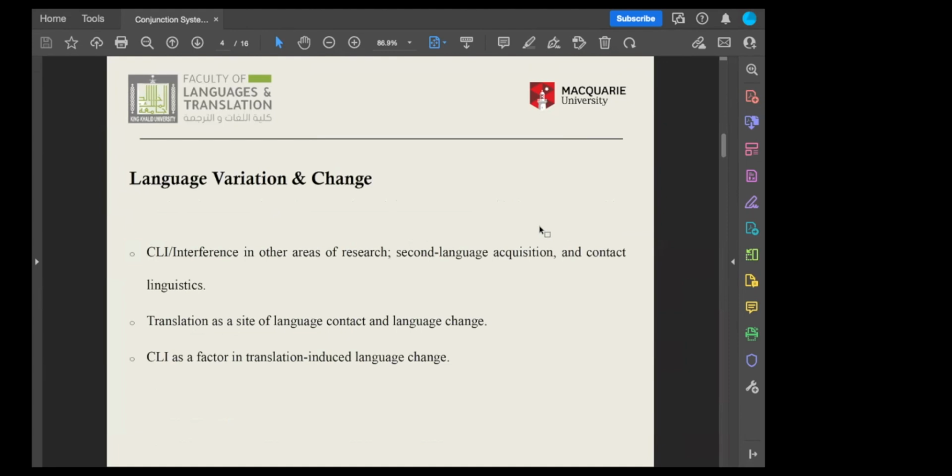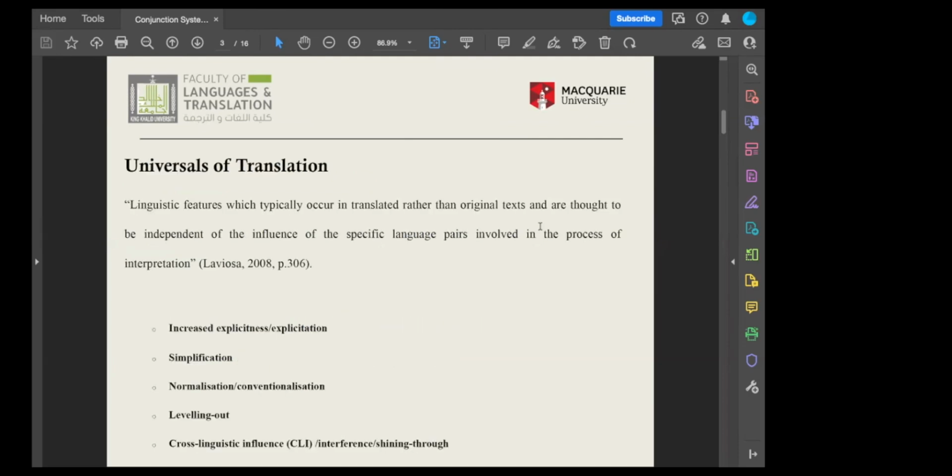Cross-linguistic influence, or interference, is not only a factor of interest in translation studies, but also in other areas of research, for example, second language acquisition and contact linguistics. In this study, my current study, I took the last feature in translation studies, and actually it was a point of departure in my investigation.